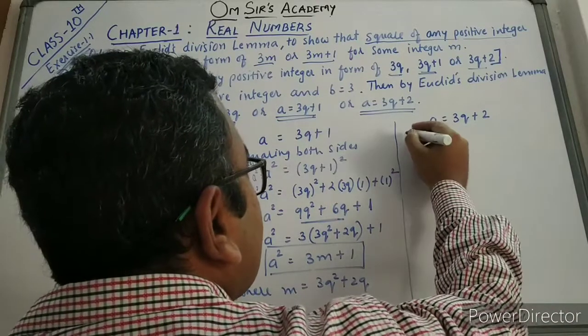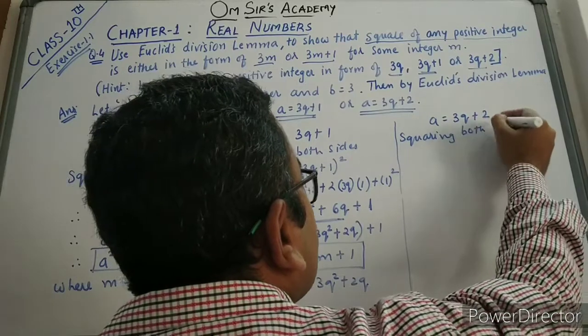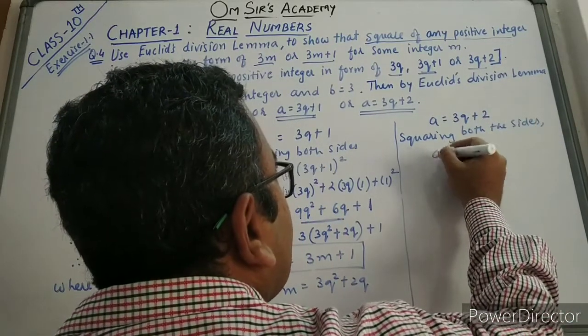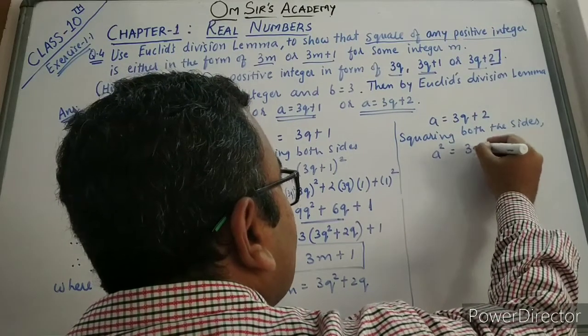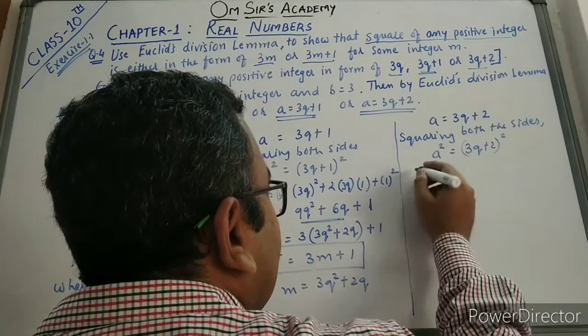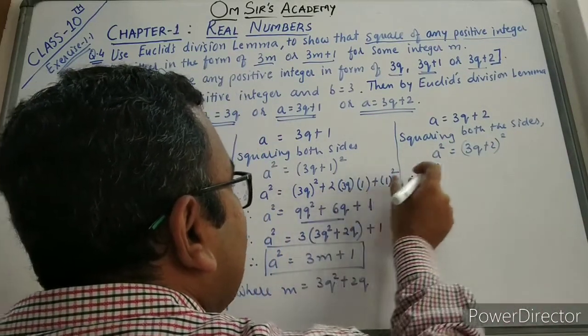Similarly we can do this also. So squaring both the sides we get a square, which will be a square and (3q plus 2) the whole square, that will be the (a plus b) the whole square identity. What is the identity again? a square plus 2ab plus b square.